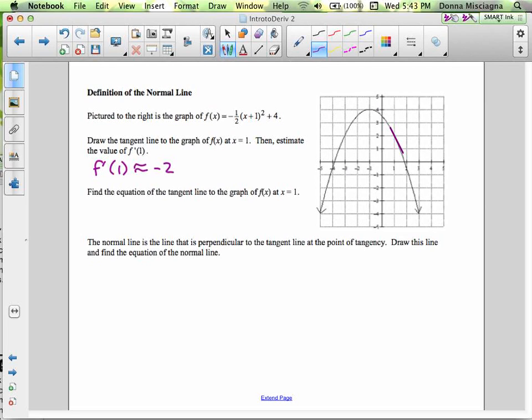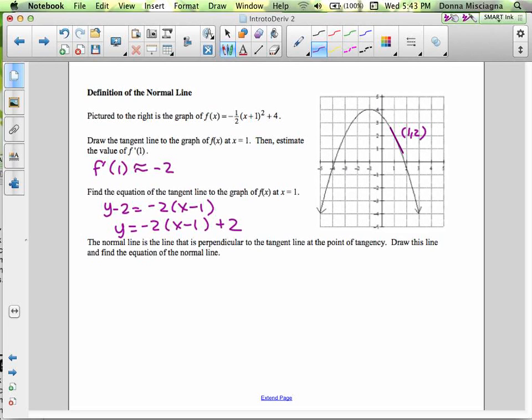Find the equation of the tangent line to the graph of f of x at x equals 1. Right? So we do have our y value. It appears to be 1, 2 to me. And so that would just be y minus 2 equals negative 2 times x minus 1, or y equals negative 2 times x minus 1 plus 2. Right? So no problem there.